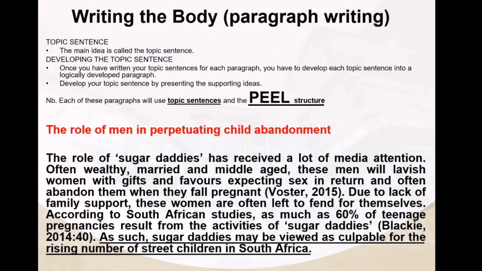I am pleased to see that you are able to do that. I like it because it's a nicely structured paragraph. It is indeed an expository essay paragraph. It actually explores the role of sugar daddies in perpetuating child abandonment, and gives information about that.